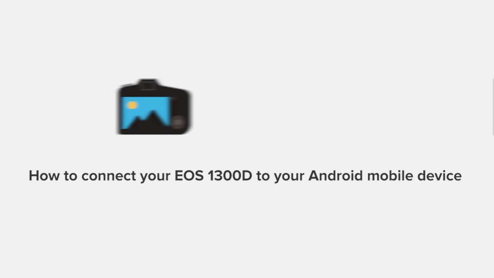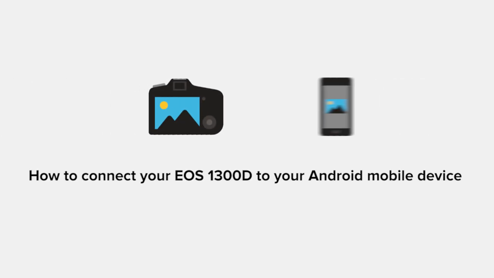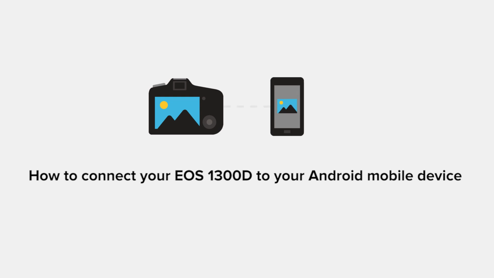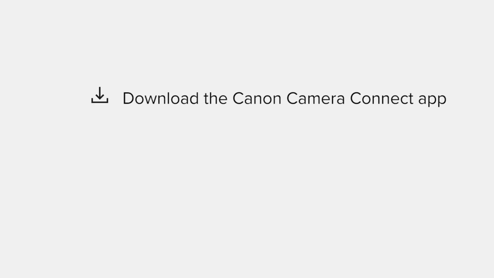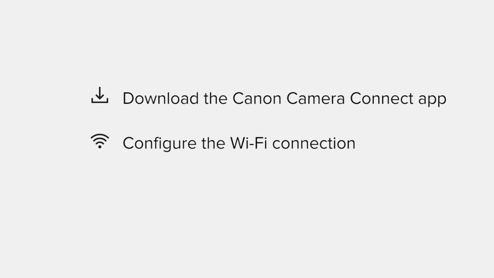In this video, we'll take you through the steps required to connect your Android smartphone or tablet to the Canon EOS 1300D. We'll start by downloading the Canon Camera Connect app from Google Play before configuring the Wi-Fi connection. Finally, we'll go through the basic features of the app and make sure that everything's working as it should. All up, it'll take about 5 to 10 minutes to get up and running.